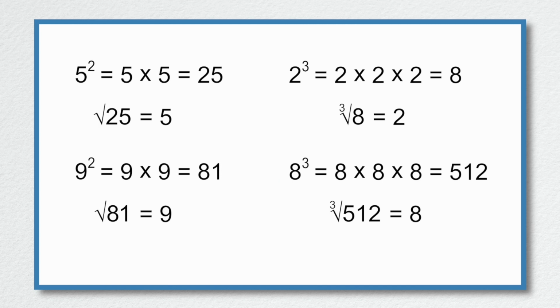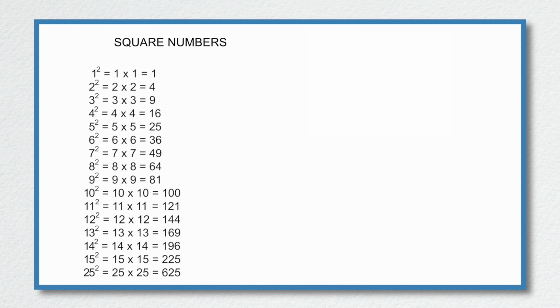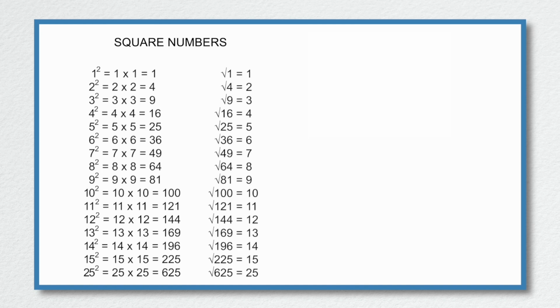When dealing with square roots, if you are comfortable with multiplication tables, then you should be comfortable with all the square numbers within the multiplication tables. If you are comfortable with those, then you should be comfortable with the square roots. Here are all the square numbers, and here are all the square roots. If I look at 4 squared, which is equal to 16, I know that the square root of 16 is equal to 4. And if I have 6 squared, which is equal to 36, I know that the square root of 36 is equal to 6.